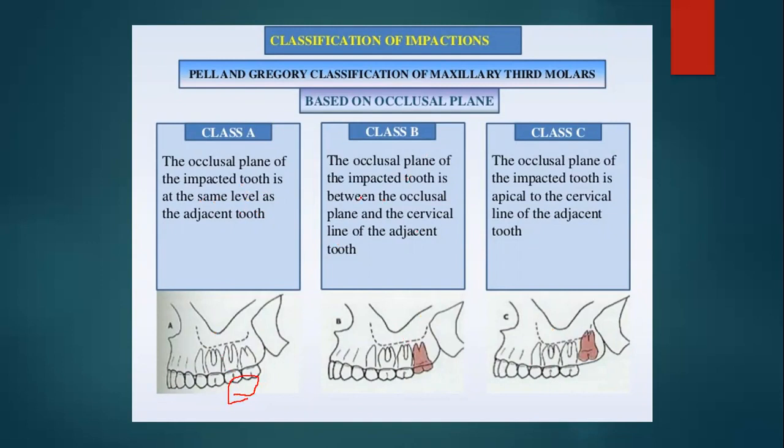However, in class B, the occlusal plane of the impacted tooth is between the occlusal plane and the cervical line of the second molar. Basically, if this is the cervical line and this is the occlusal line, the occlusal plane will fall in between them. So this will be class B. Then in class C, the occlusal plane of the impacted tooth is apical to the cervical line of the adjacent tooth. So in class C, your occlusal plane is present apically, below the cervical margin of the second molar tooth.